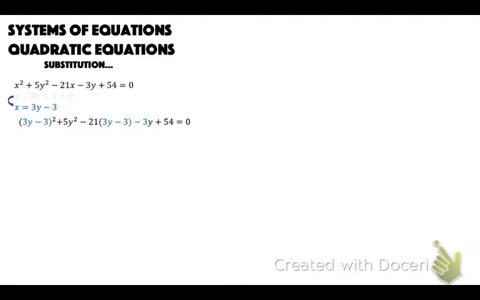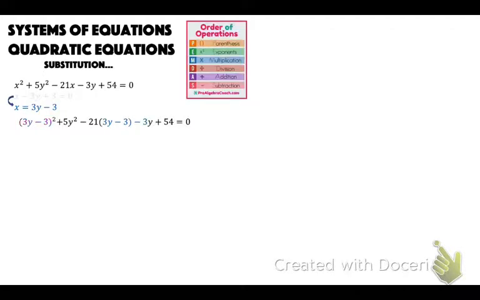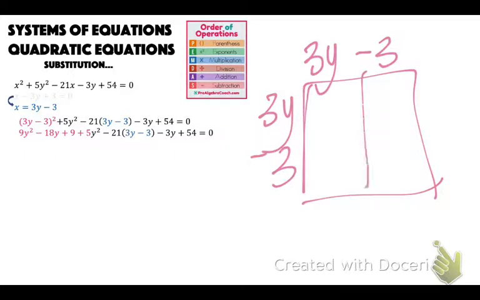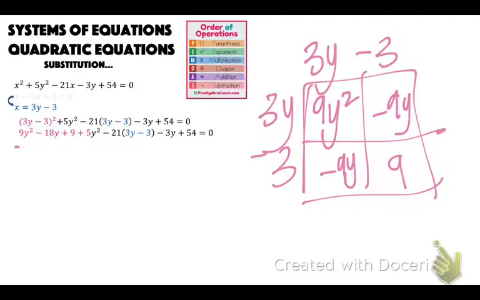So it's 3y minus 3 squared plus 5y squared minus 21 times 3y minus 3 minus 3y plus 54. Do the squared part first. So 3y minus 3 squared. Sorry, I tried to get the colors here to help you out, but they're bleeding over and kind of annoying. But 3y minus 3 times 3y minus 3, if we drew the box, 3y times 3y, that's 9y squared, -9y, and positive 9. So that's where you get the 9y squared, 18y, and the 9.